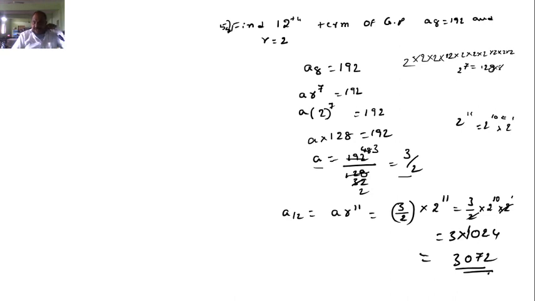Again, a8 is equal to 192 is given, ar power 7. Using this we found a value 3 by 2. a into 2 to the power of 7 is equal to 192, and 2 to the power of 7 value is 128.